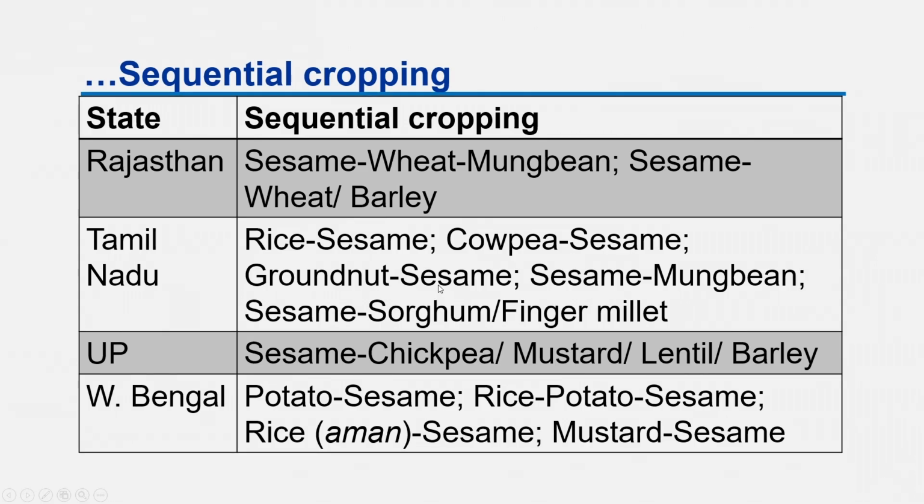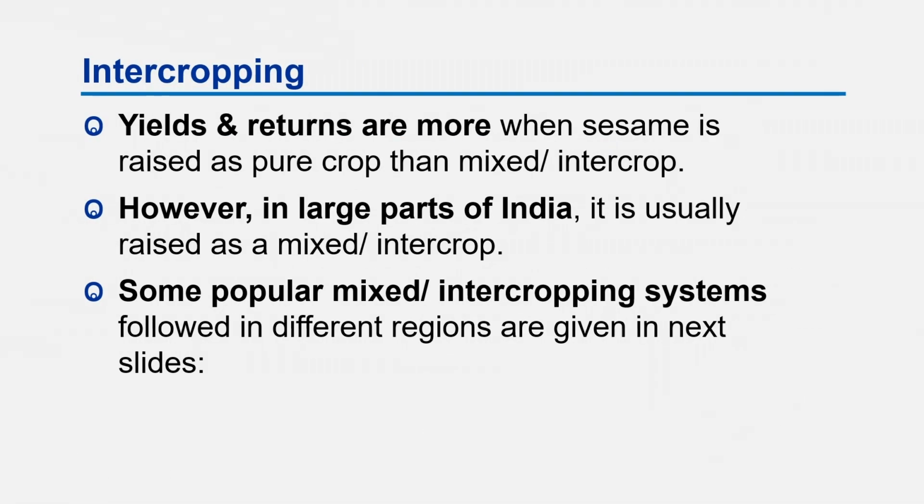For other states also, like in UP, you can have sesame chickpea or sesame mustard or sesame lentil or sesame barley. But here it is cultivated in Kharif season. In West Bengal, potato sesame and then rice potato sesame, rice sesame and mustard sesame. So, these are important sequential cropping systems where sesame can be grown. Now, after this sequential cropping system, let us check sesame in intercropping systems.